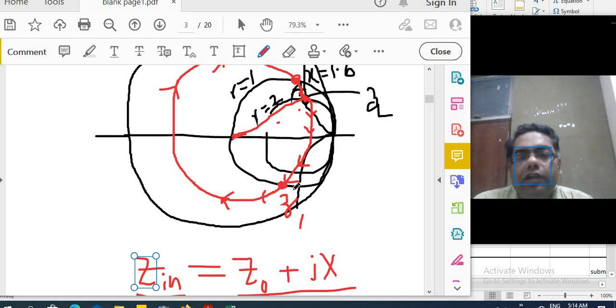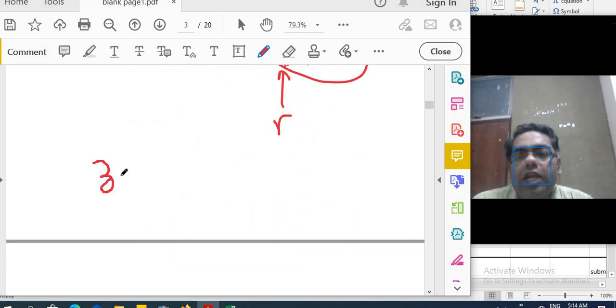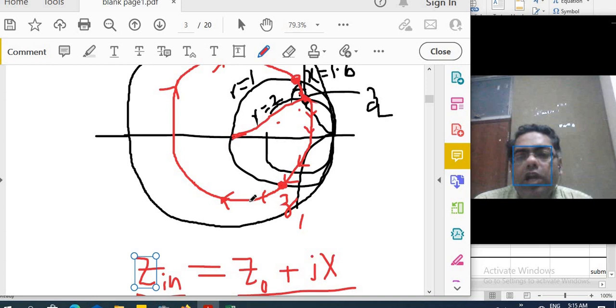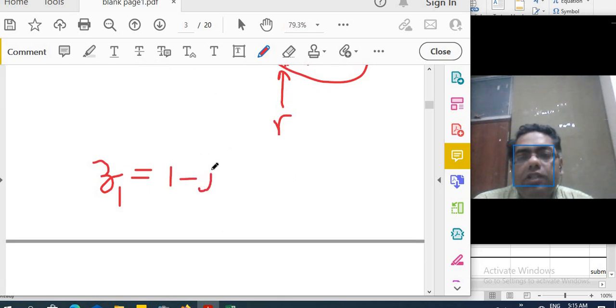Now if we read the values on the Smith chart, you will see that Z1 is at r equal to 1, and the x value can be anything. So if you read on the Smith chart, Z1 will come as 1 minus j, because it is in the lower half of the Smith chart. That means the x value will be negative. It will come as 1 minus j 1.33.